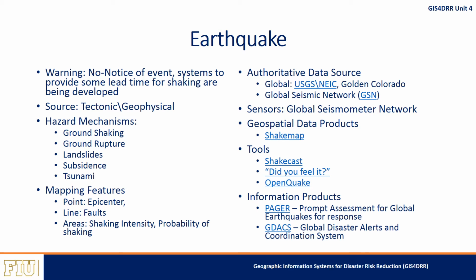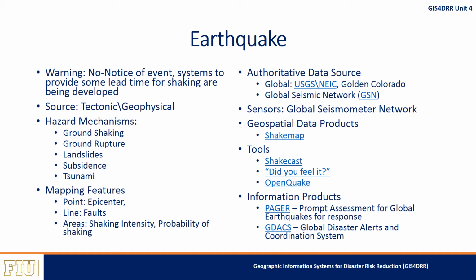We typically map these events by showing the epicenter, or the location on the surface of the Earth above the hypocenter, where the quake actually started. We'll also use maps generated from models that show the intensity of ground shaking. This map product is called a shake map and is produced by the United States Geological Survey, or USGS, for all major earthquakes around the world.